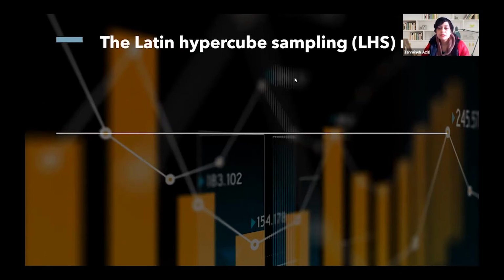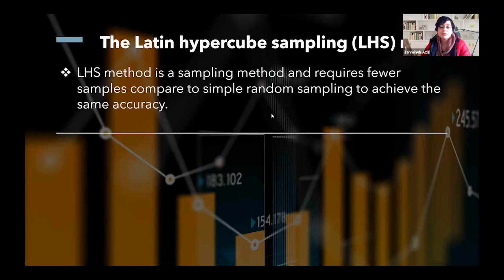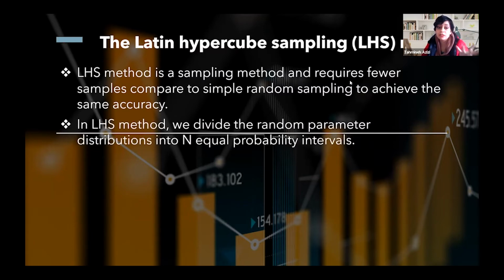What I'm using here for this global sensitivity analysis is a Latin hypercube sampling method, the LHS method. There are many different approaches people use, and I use this sampling approach. It's very simple and very fast. LHS requires fewer samples compared to the other sampling approaches to get the same accuracy.